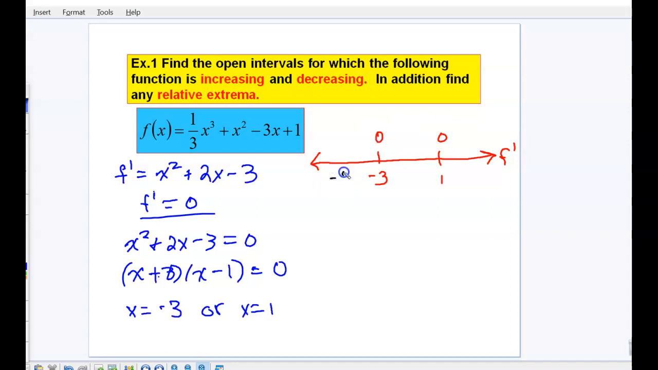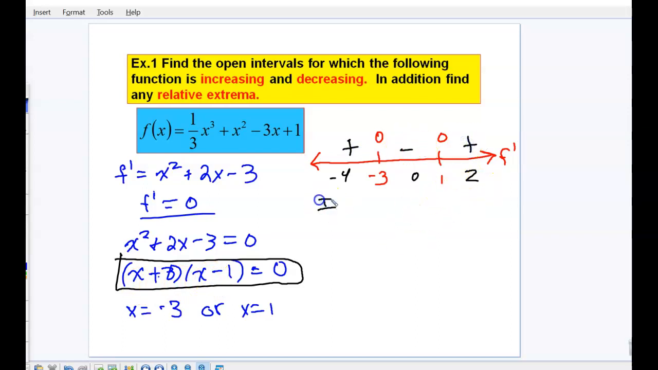Now we're going to take some test points, like negative 4, a number in between these two, which is 0, and 2, and we're going to test them in the derivative to see whether it's positive or negative. If I put a negative 4, this term will be negative, this term will be negative, and the product of two negatives is positive. If I put a 0, this term will be positive, this term will be negative, it'll be negative, and a 2 makes them both positive.